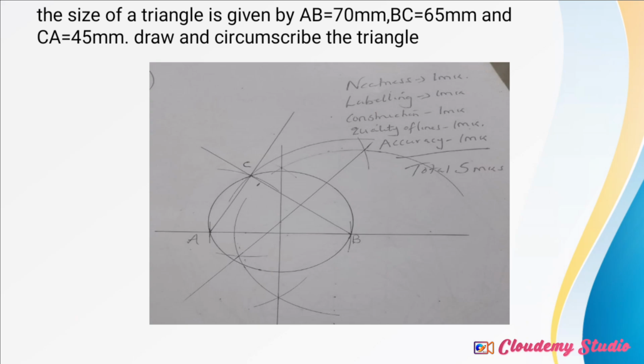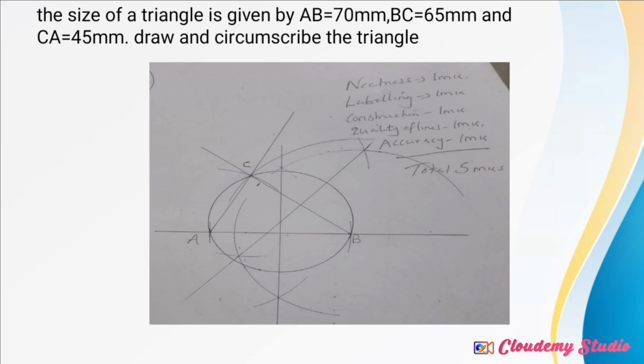which was: the sides of a triangle are given by AB..., BC 65, CA 45 millimeters. Draw and circumscribe the triangle. So it was a question that wanted you to recall how to circumscribe a triangle. If you drag your mind a little bit, you discover that the question can come in either circumscribe, inscribe, or escribe format.